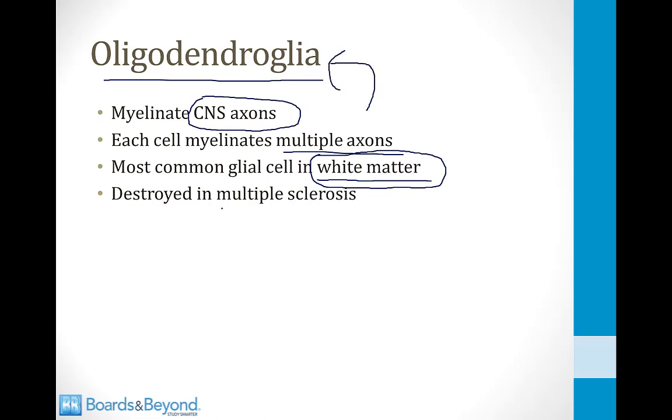And in addition, this cell type is damaged in multiple sclerosis. I talk about multiple sclerosis in another module, but it's a very important demyelinating disorder. So obviously in a demyelinating disorder, you would have loss of the cells that myelinate axons.